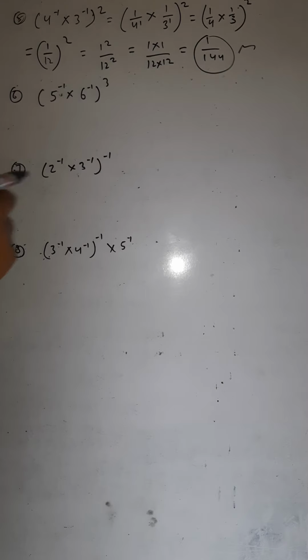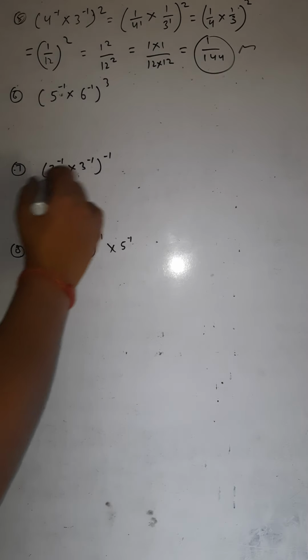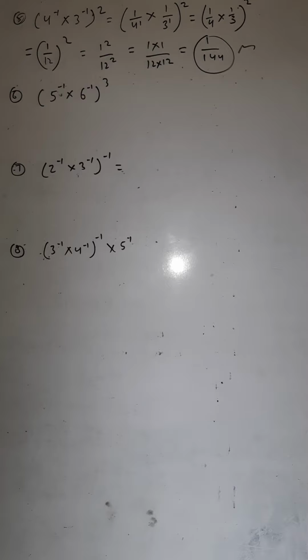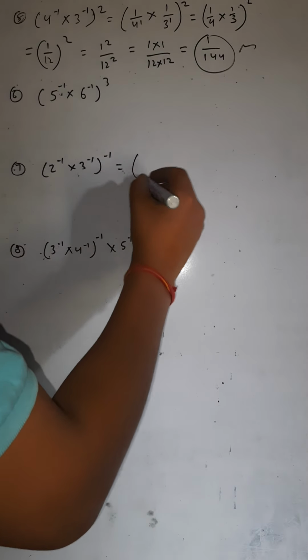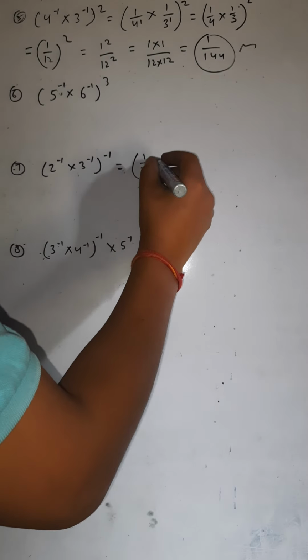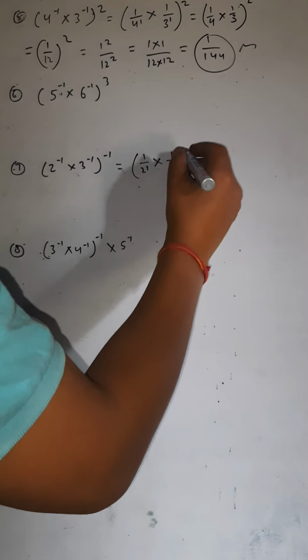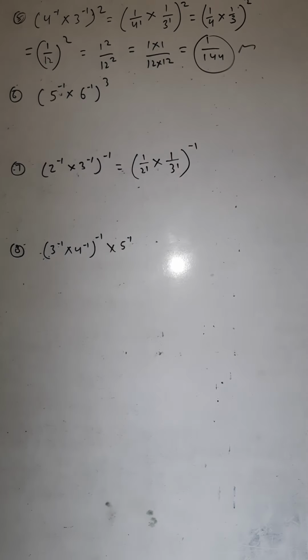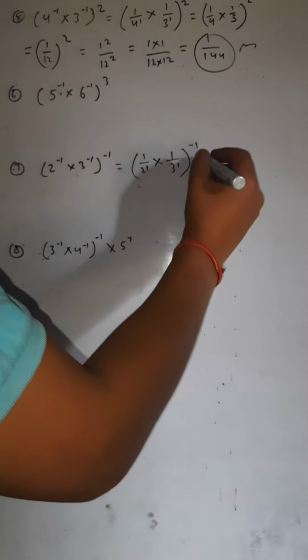Okay. Similarly, the next question also. This I am doing here. Okay. 2 raised to the power minus 1 can be written as 1 by 2 raised to the power 1 multiply 1 raised to the power 3 raised to the power 1, then again whole raised to the power minus 1. Okay, now just solve this.